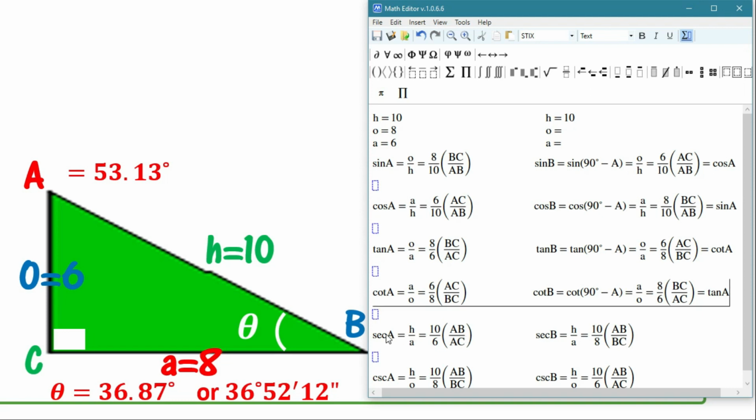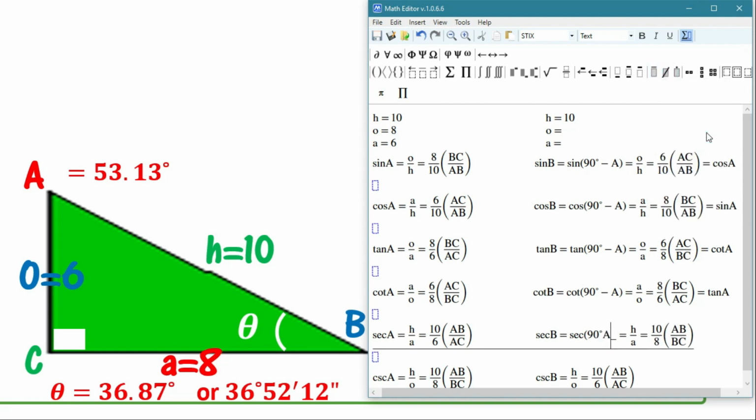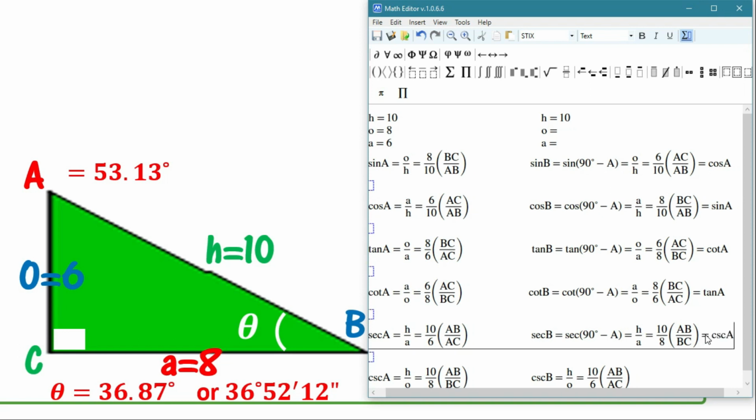Okay? Next, we have secant of B. We can represent secant of B as the secant of 90 degrees minus the measure of angle A. And the sides that we are after are actually AB over BC, which, kung mapapansin ninyo, equal siya dito kay cosecant of A. So, ibig sabihin, secant of B is equal to cosecant of A.